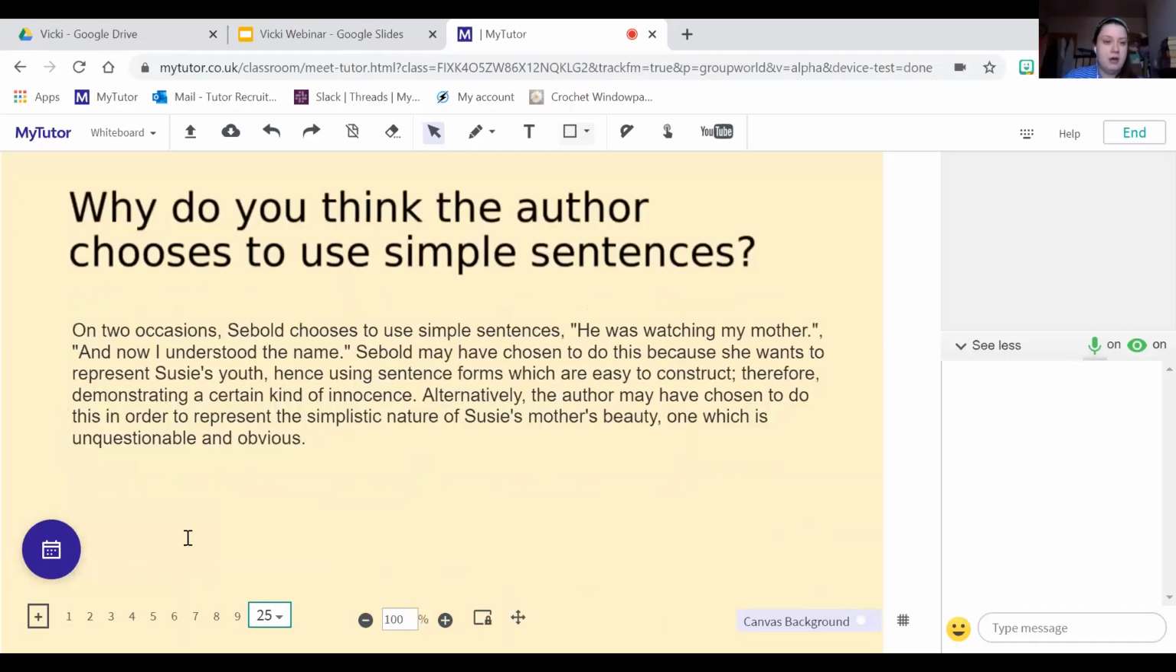And the other one, on 2 occasions, Sebald chooses to use simple sentences. "He was watching my mother, and now I understood the name." Sebald may have chosen to do this because she wants to represent Susie's youth, hence using sentence forms which are easy to construct, therefore demonstrating a certain kind of innocence. Alternatively, the author may have chosen to do this in order to represent the simplistic nature of Susie's mother's beauty, one which is unquestionable and obvious.